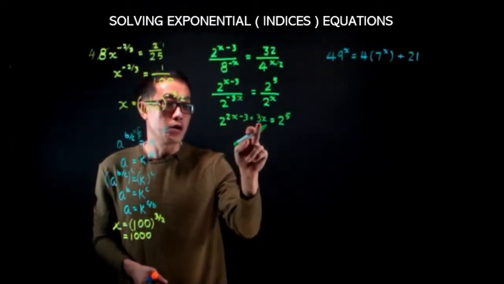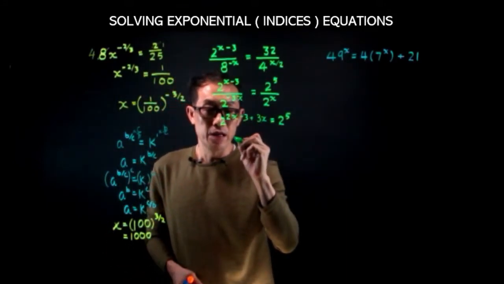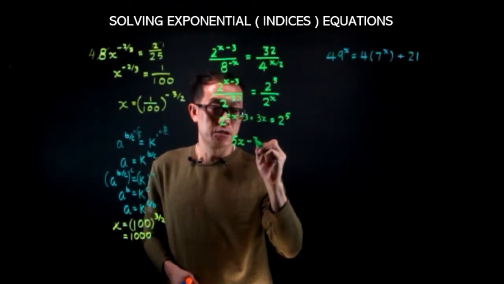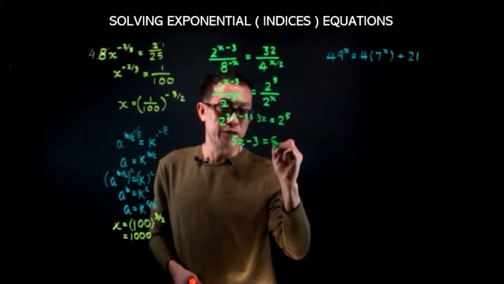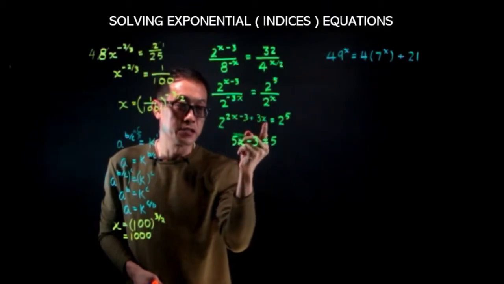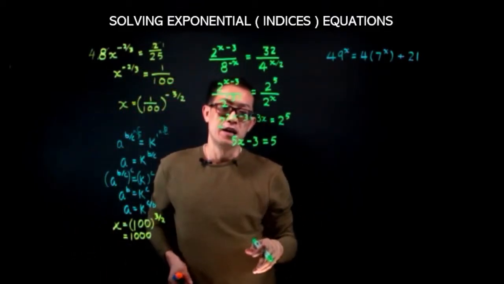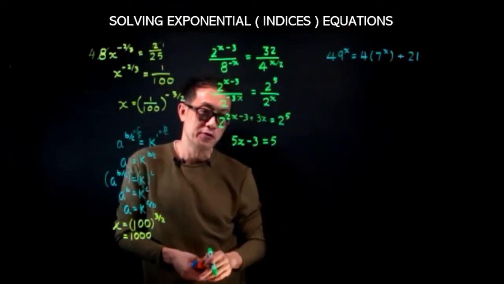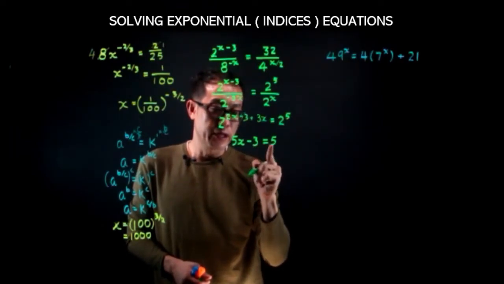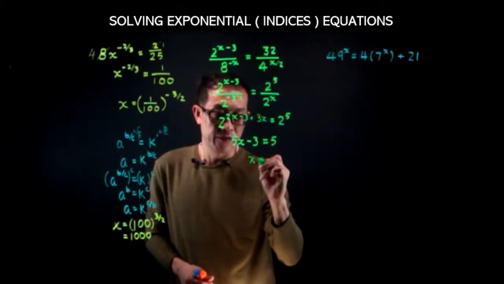Alright. So these are all the indices here. So I add them together. Now since the base is the same, so 5x minus 3 must be equal to 5. Alright. Because this 3x I've written a bit big, so let me increase the size of the 2 for you. So from here, alright, you bring this across, so 5x is equal to 8, so x is equal to 8 over 5.